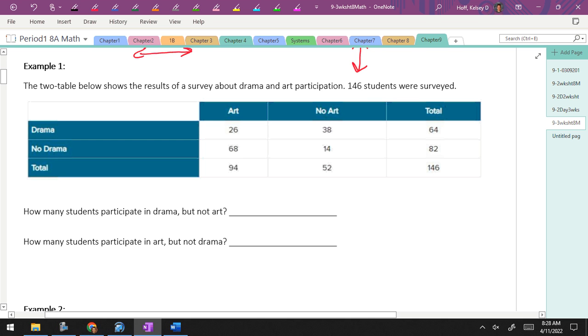Drama but not art. Courtney? You don't have to do any addition or subtraction. Drama but not art. So take drama and go over to not art. 38. How many students participate in art but not drama? 68. Art but not drama. 68. You have to watch your labels today. So in that case, we're not adding or subtracting anything. That is just, how do I read a two-way table?